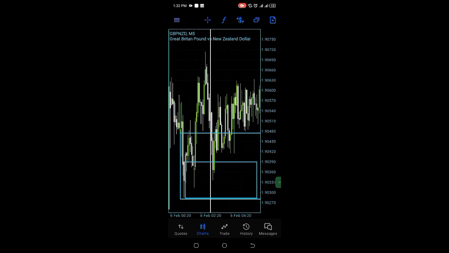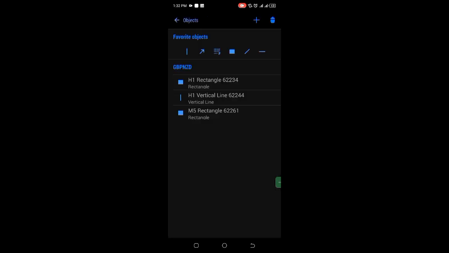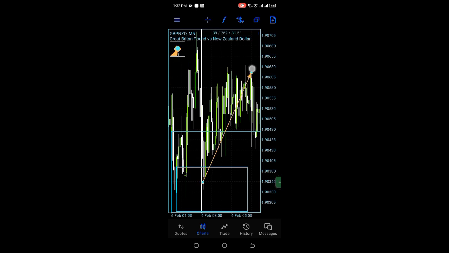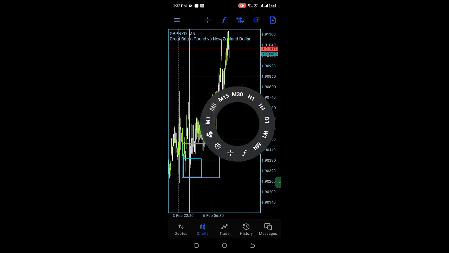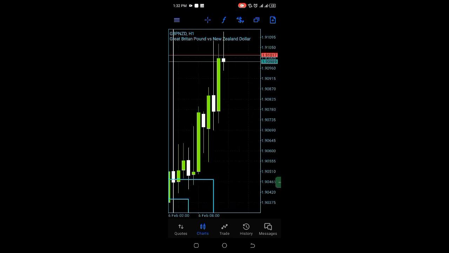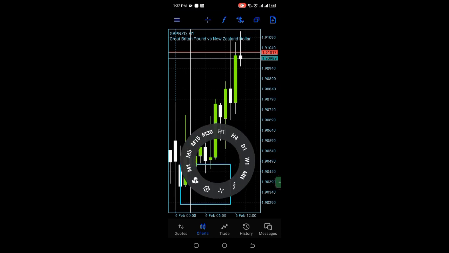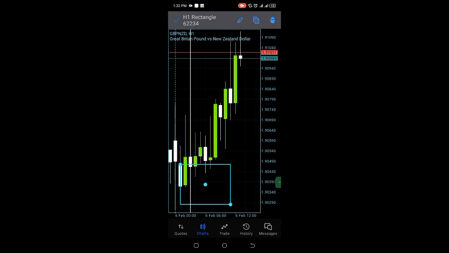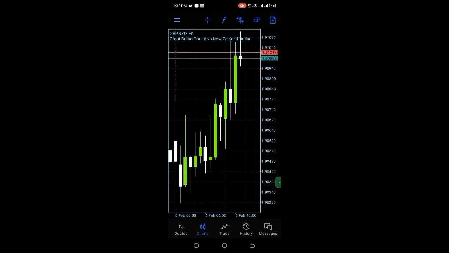You can check out the other video I've made on this. There was a move, and we basically entered from that point and rode the whole move. But as price kept moving, it kept printing more engulfing patterns for us. At this point here, we had another engulfing signal.